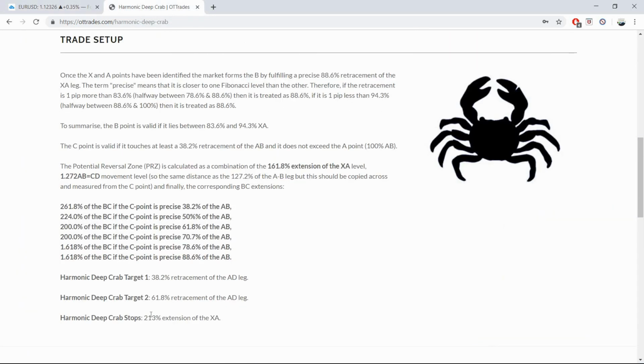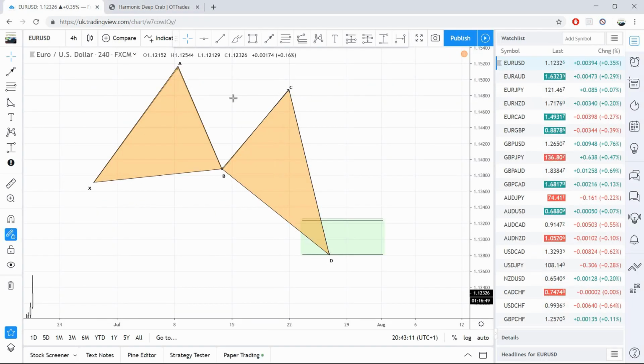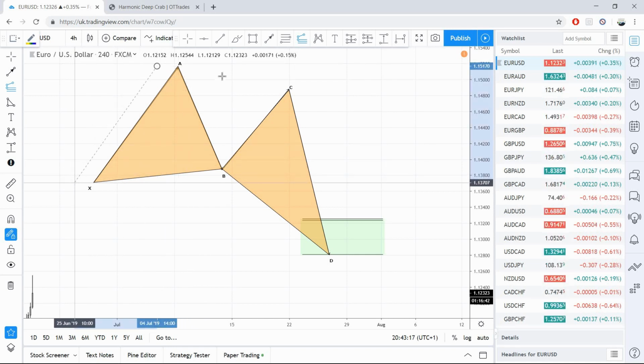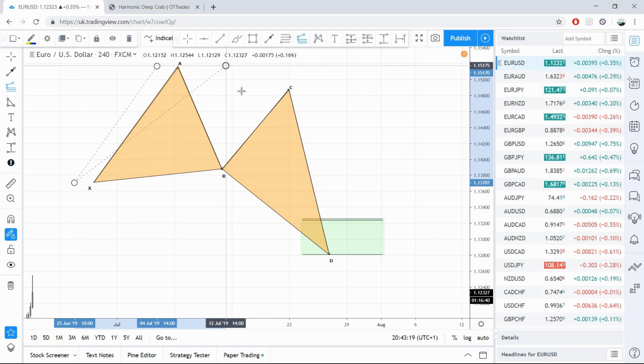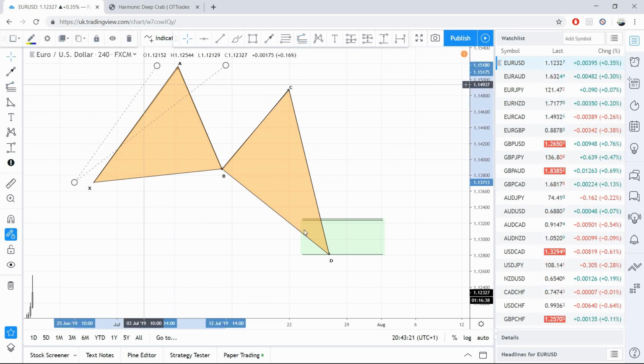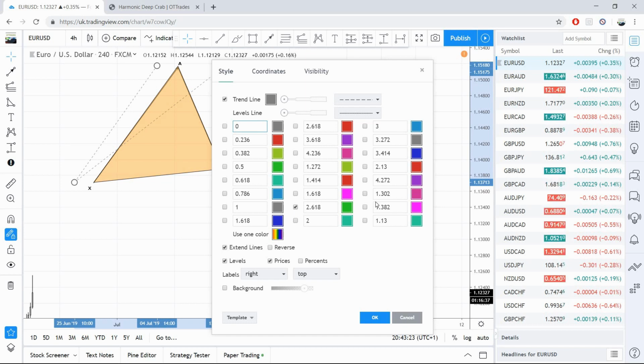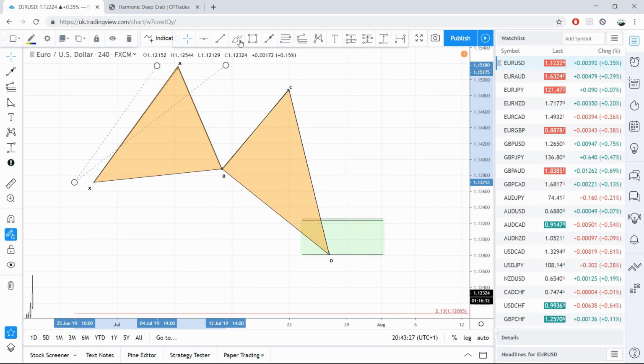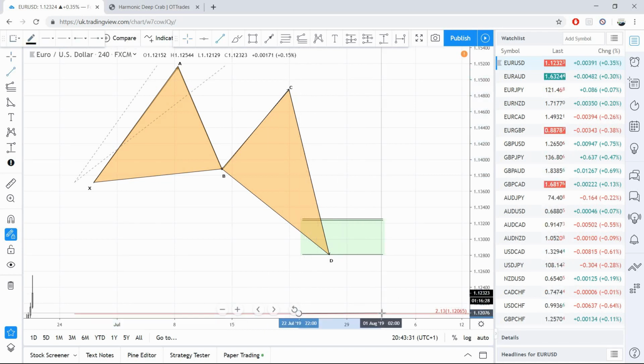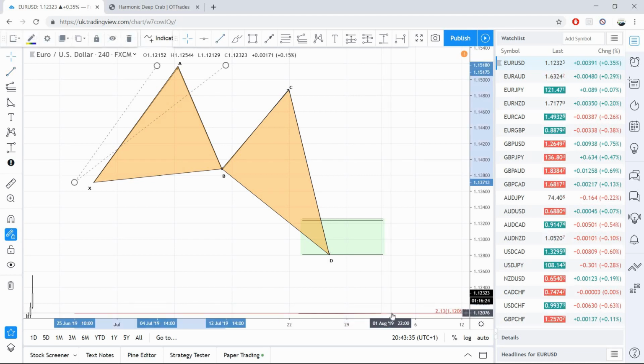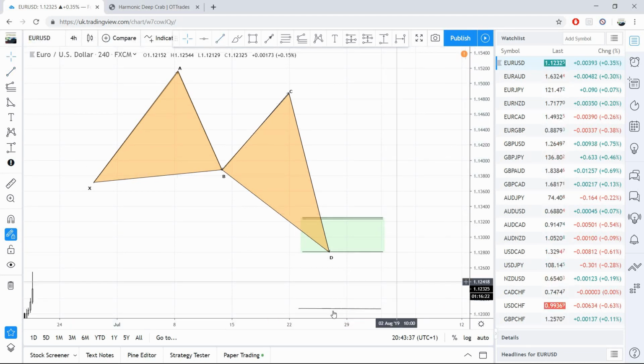So now to just put in the stop loss level, 213 extension of X to A. So we're going to get our extension tool from A onto X, back up to A. We're looking at the 213. So our stop loss is going to go down here. So this is our stop loss down here.